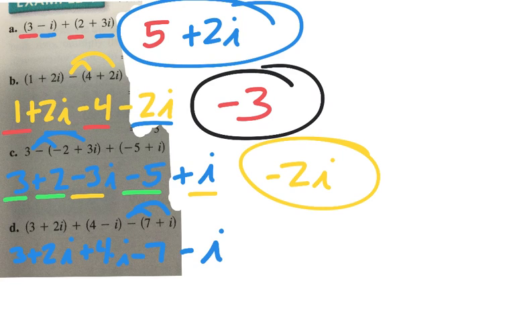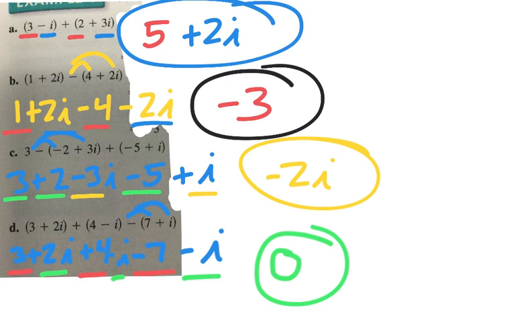So when I group them, group the real parts. 3 plus 4 is 7, minus 7 cancels. That's 0. Now we combine the imaginary parts. I'll get 2i minus i minus i, which also cancels. So that time my real part is 0 and my imaginary part is 0. So my answer is just 0.